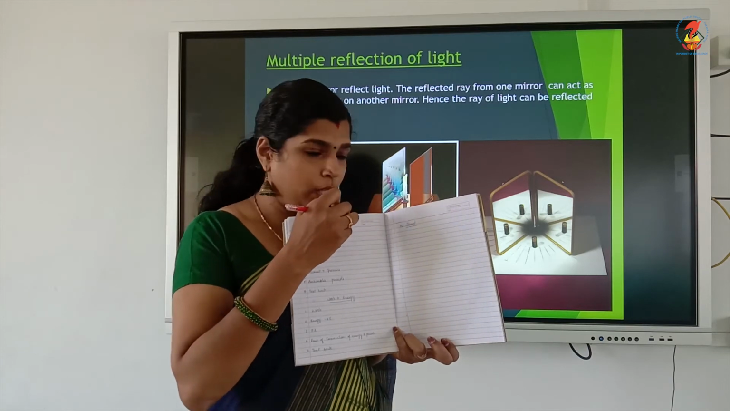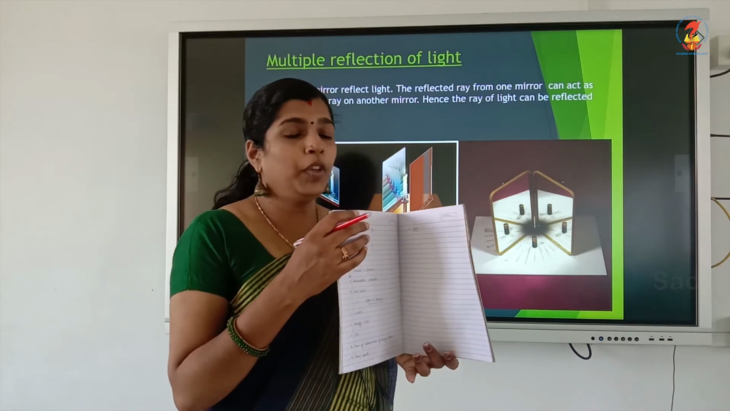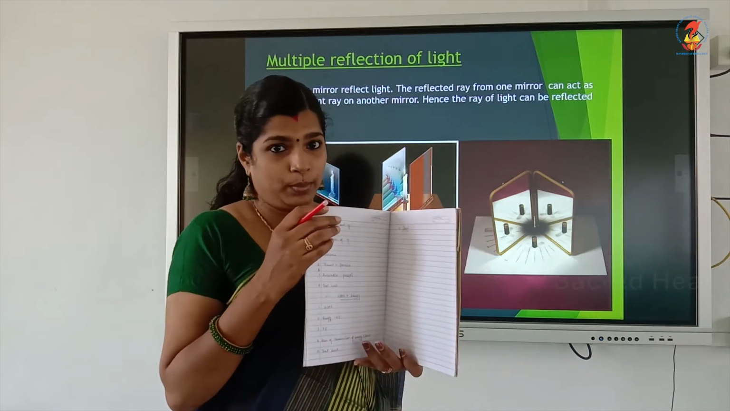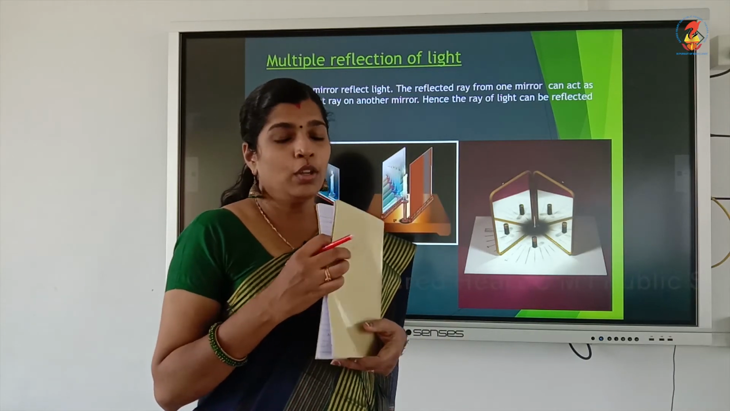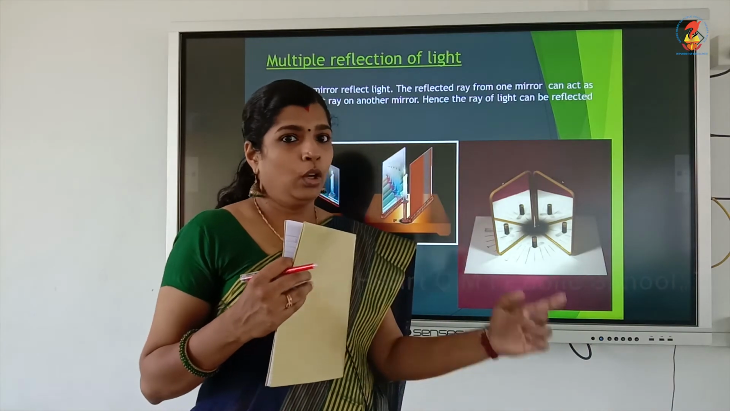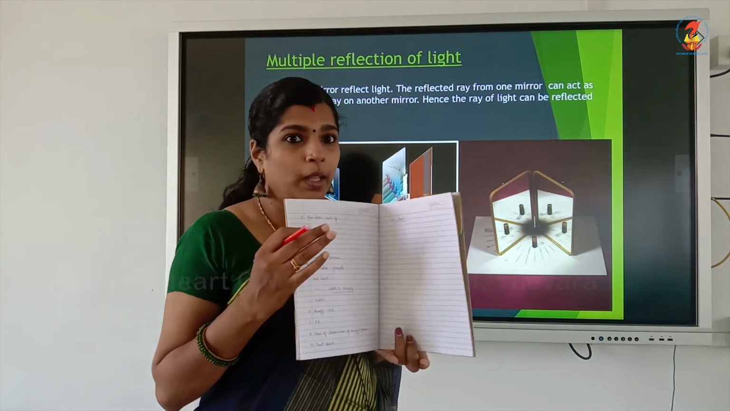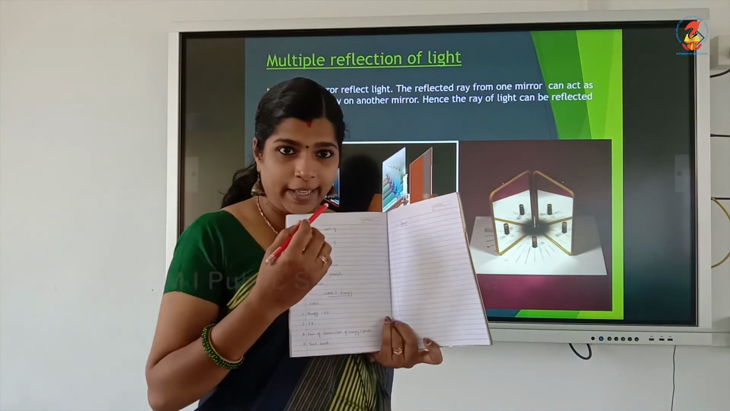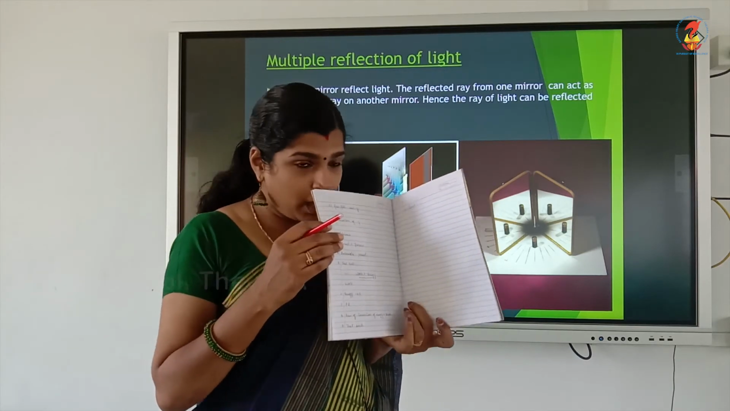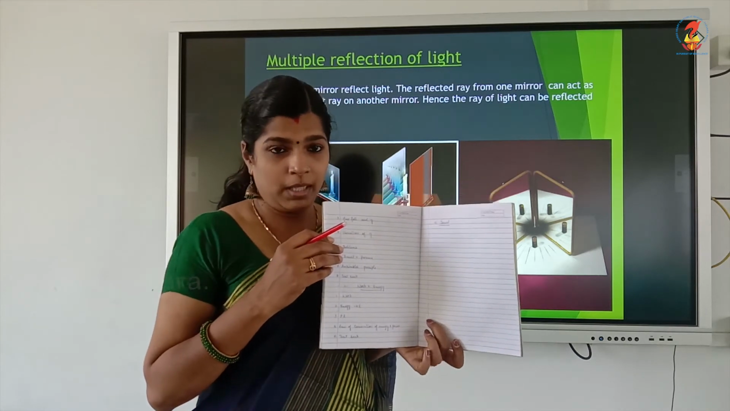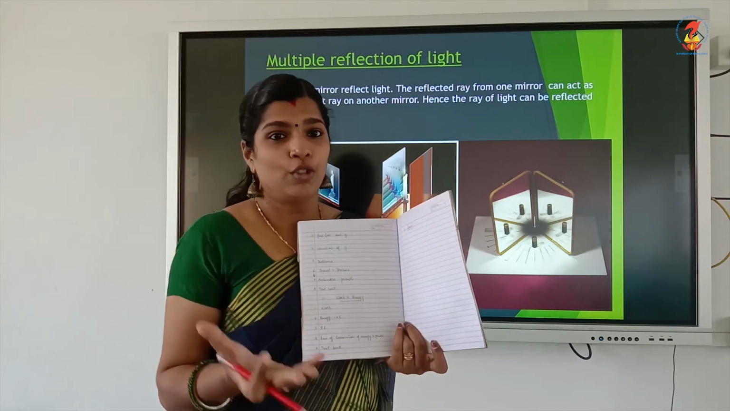This is the angle between the two mirrors. If you change the angle between these two mirrors, the number of images formed will change. If you stand in front of a plane mirror, only one image will be formed, because only one mirror is there. But if two mirrors are inclined at an angle and an object is placed between them, then if you change the angle between the mirrors, the number of images formed by the mirrors will also change.